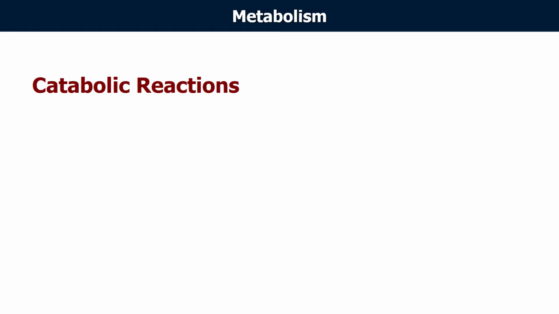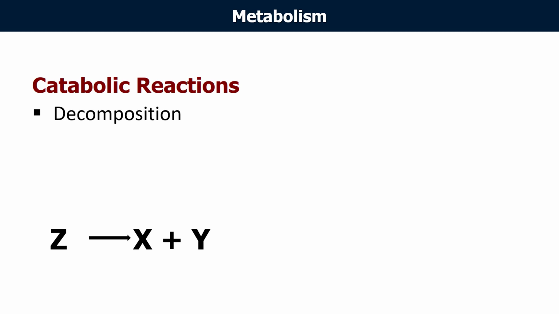We'll start with catabolic reactions. Catabolic reactions are sometimes referred to as decomposition reactions. In other words, taking apart or breaking down. Maybe you have some substance Z and you want to break it down into simpler substances X and Y. You want to take it apart. Well, that involves breaking some bonds. If you're going to disassemble Z into X and Y, you're going to have to break some of the bonds that are holding Z together.